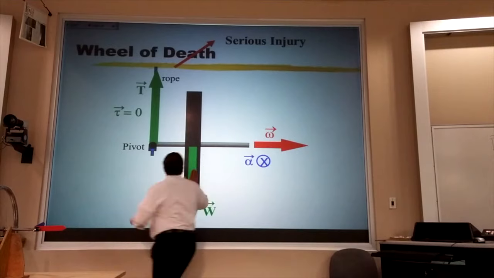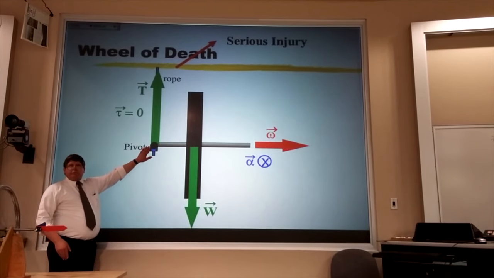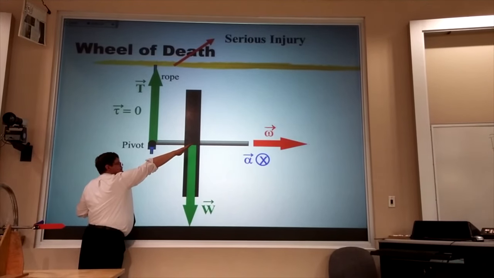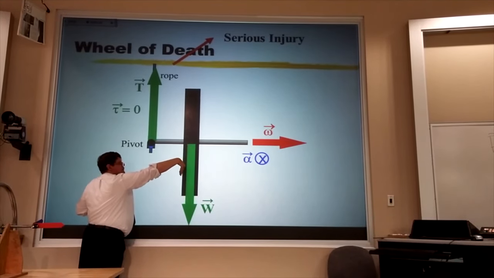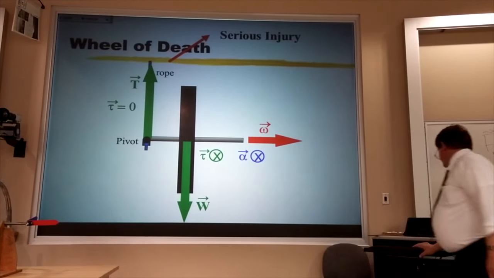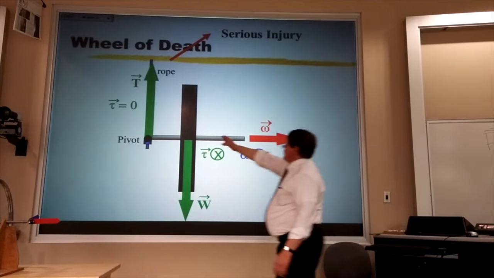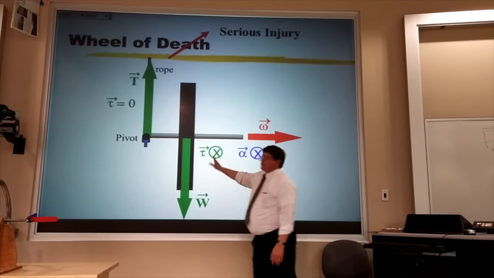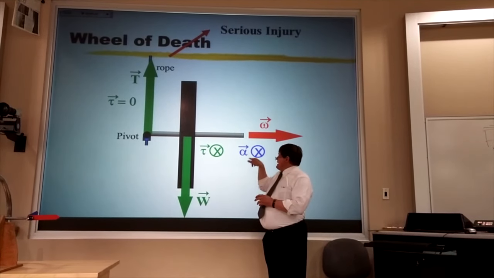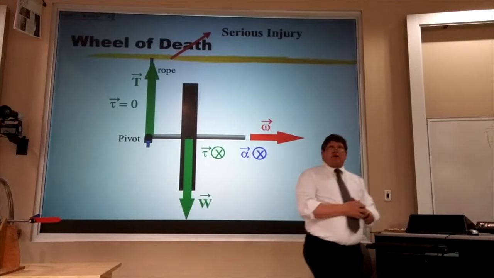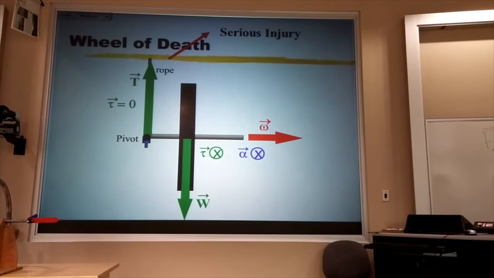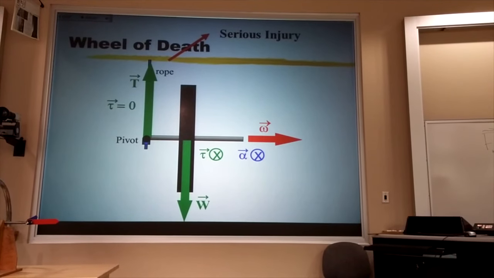Let's look at the torque due to this weight. I start at the pivot. I reach out to the force. I turn my wrist so that I can wave in the direction of the force. My thumb is in the direction of the torque. Now, if I take a zero torque and I add it to a torque into the page, I get a net or total torque into the page, which is causing that alpha. Check with your neighbor.